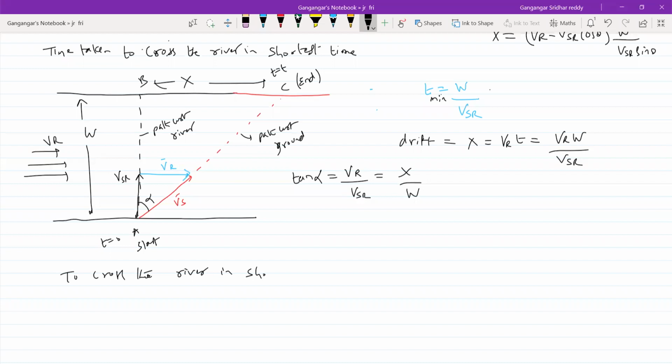Next condition I'm putting, shortest path. What do you mean by shortest path? The drift should be 0. This is a very important thing. These are the formulas which are applicable for this situation only. What I discussed earlier, the first two cases, they are generalized, applicable in every numerical. These are the two conditions.